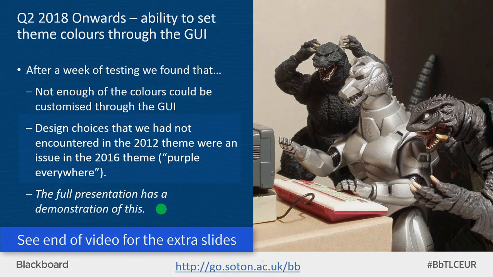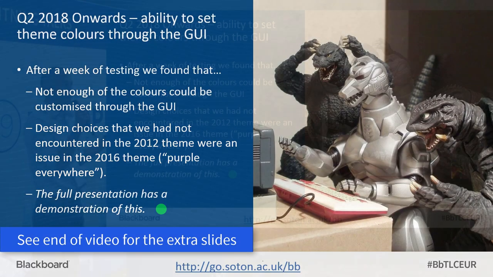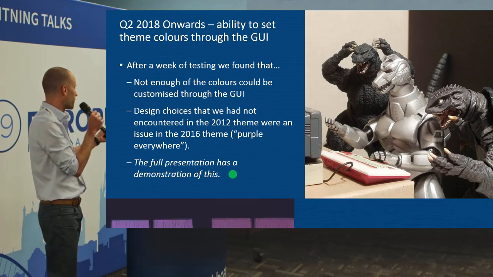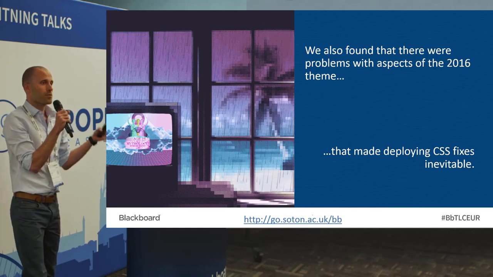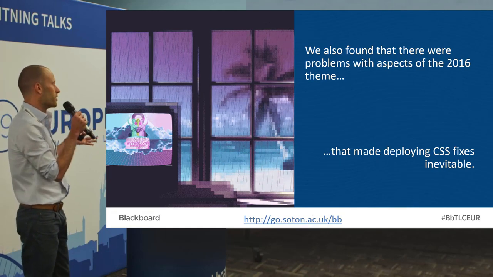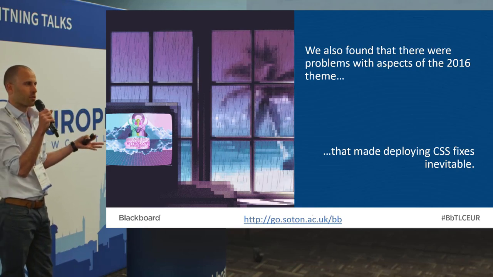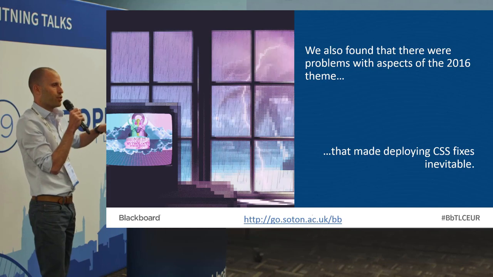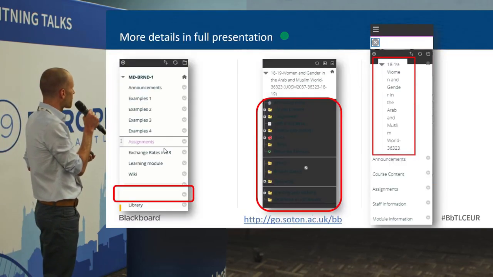Further, we found that there were certain design choices in the 2016 theme that we weren't familiar with from the 2012 theme. Having purple everywhere didn't really work for us, and we didn't want that. We also found several problems, bugs, and other issues with the 2016 theme that made it inevitable that we would have to do some customizations. So we were pushed down that road anyway, regardless of whether we wanted to make further changes.